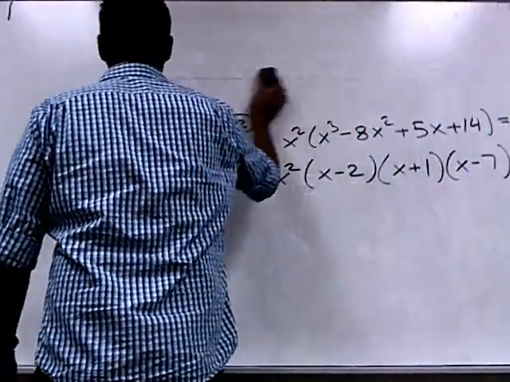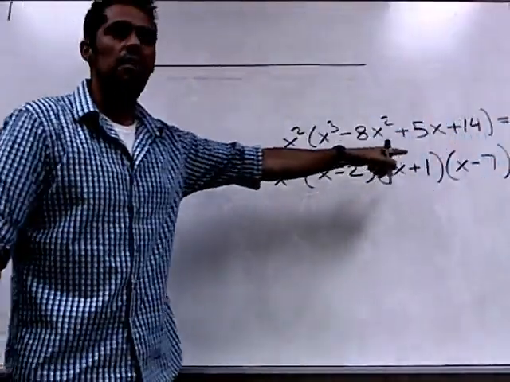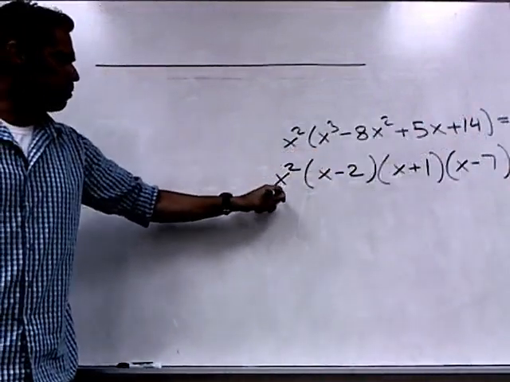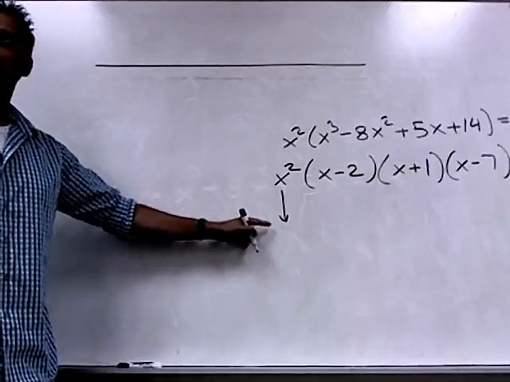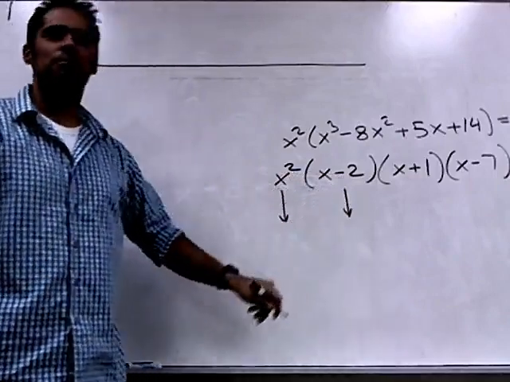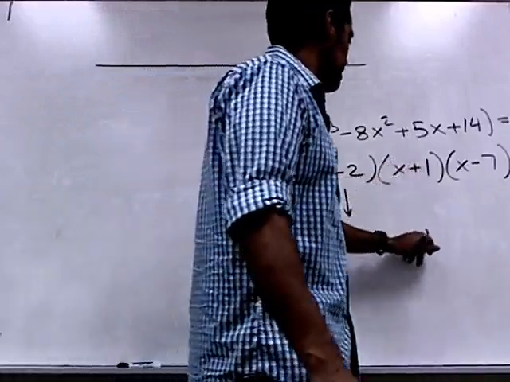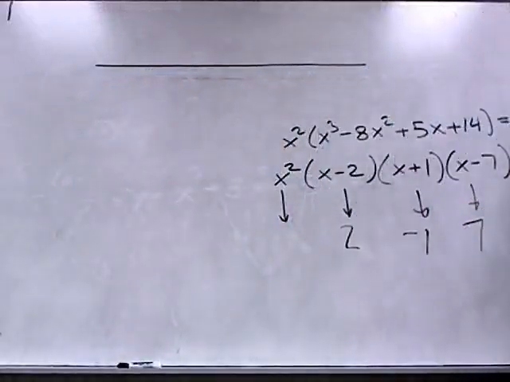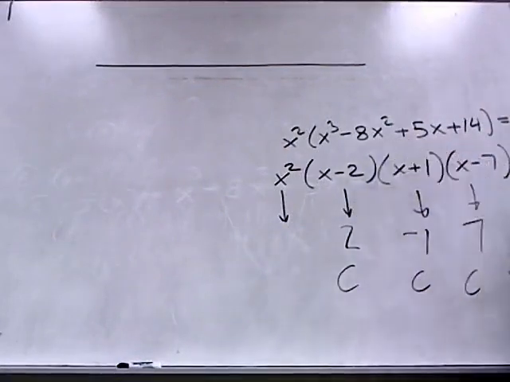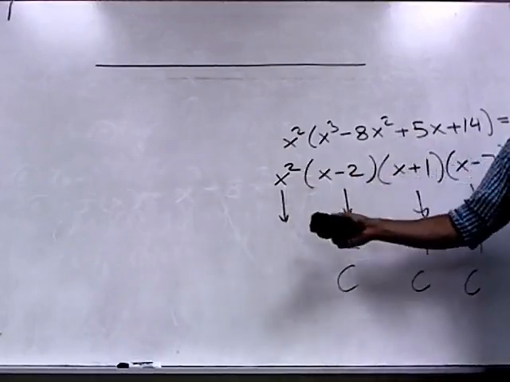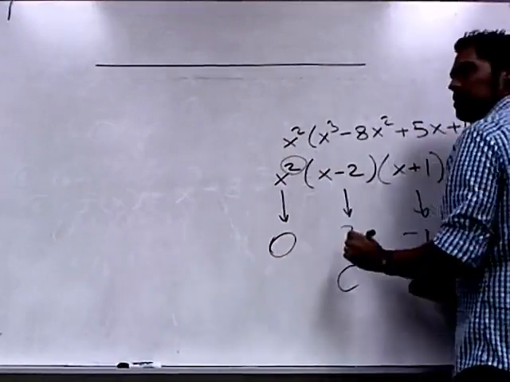Okay, so let's put everything together now. I have my x-intercepts, and I have to get them from here. What about this one? When is that 0? Well, let's do this one. When's that 0? When x is 2, right? When's this one 0? Negative 1. When's this one 0? 7, right? This would be cross, cross, cross, because the multiplicities are 1, 1, 1. But what about this one? When is x 0? When x is 0. But what would you do at 0? You'd balance because you have a square.